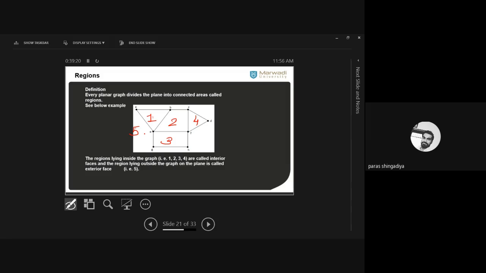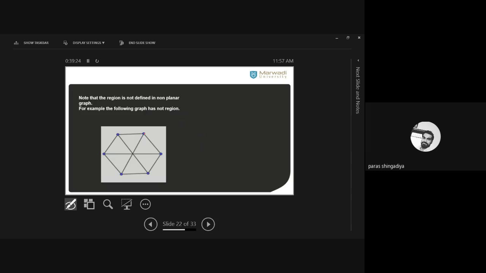Clear? And this is not applicable for a non-planar graph. We cannot use the region concept for a non-planar graph. This graph is non-planar, as we know. So here we cannot assign the regions as 1, 2, 3, 4, 5, 6, and 7. That is not true. First, you have to check the connected areas. That is not a connected area. There is no vertex at the center.